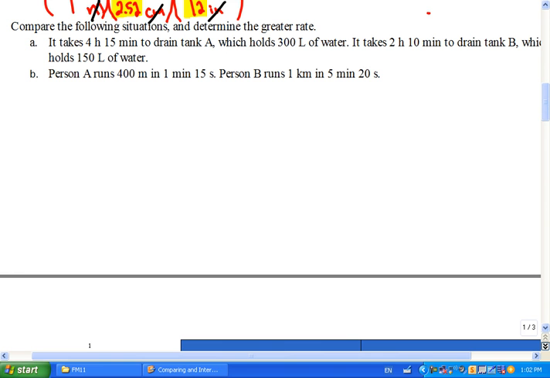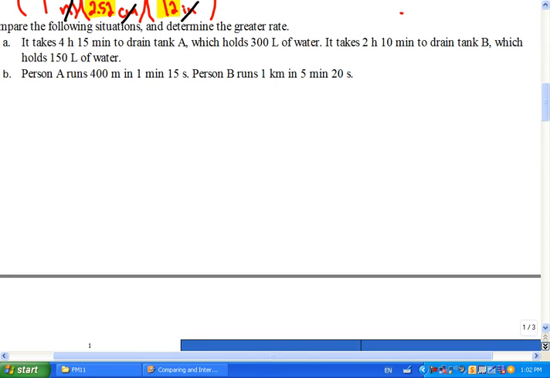Okay, compare the following situation to determine which rate is greater. It says we've got a tank that can drain 300 liters of water.